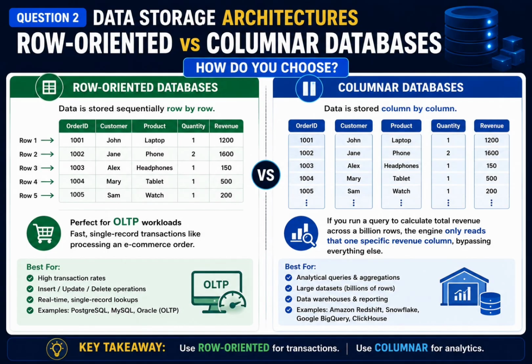Whereas columnar databases, on the other hand, store data column by column. If you run a query to calculate total revenue across a billion rows, the engine only reads that one specific revenue column, bypassing everything else. This makes columnar databases the absolute backbone of OLAP analytics.